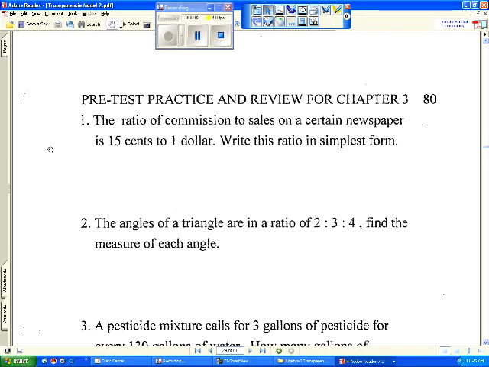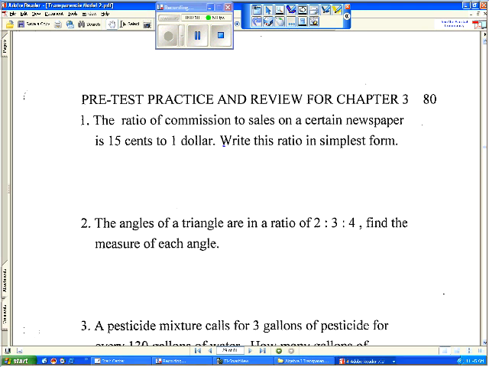Right, we're going over the Chapter 3 review on page 80. What we're going to do is talk about the rules and the definitions and follow the rules and definitions. So number 1, it says the ratio of commission to sales on a certain newspaper is 15 cents to $1. Write this ratio in simplest form.